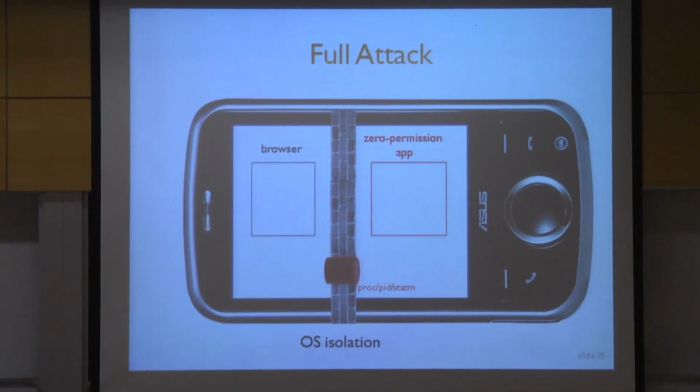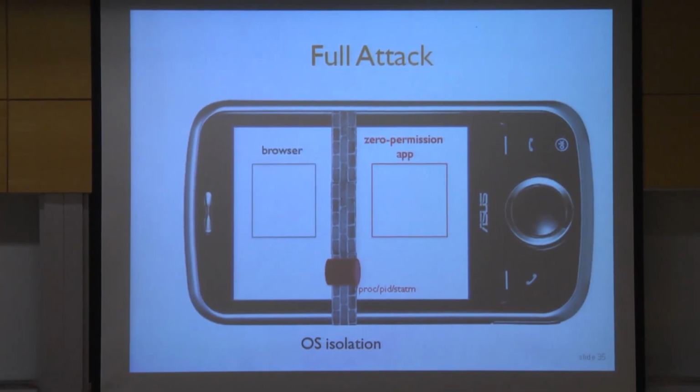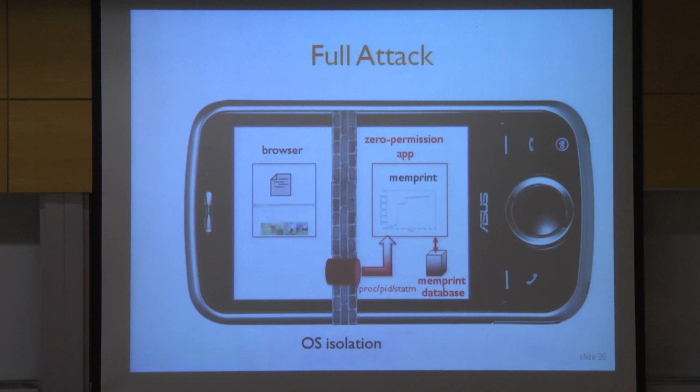So just to summarize how it works, you can be running your process, let's say on a phone, as a zero permission app that doesn't have anything, and as the browser is rendering websites, all this app is doing is measuring how much memory it's consuming.